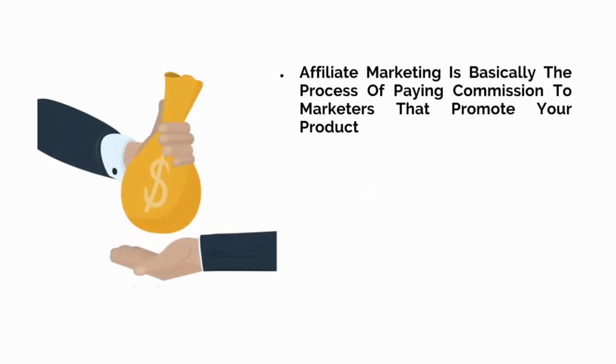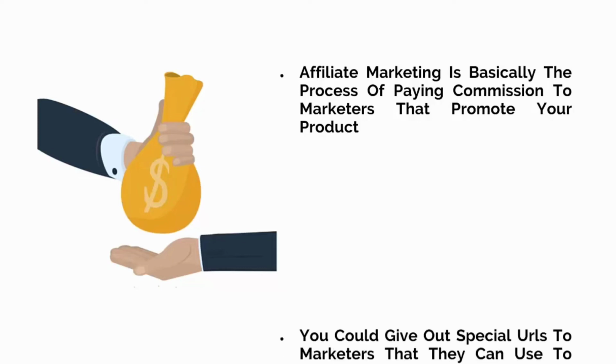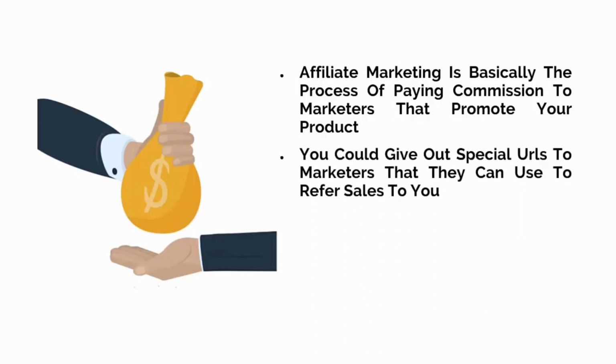The savvy internet marketer watching this may have noticed that CPA actually has a similarity with another type of promotion: affiliate marketing. Indeed, CPA is something like the missing link between PPC and affiliate marketing, and it has many of the advantages presented by each. Affiliate marketing is basically the process of paying commissions to marketers that promote your product. So, say you have an online course that you're promoting. With affiliate marketing, you could give out special URLs to marketers that they can use to refer sales to you.